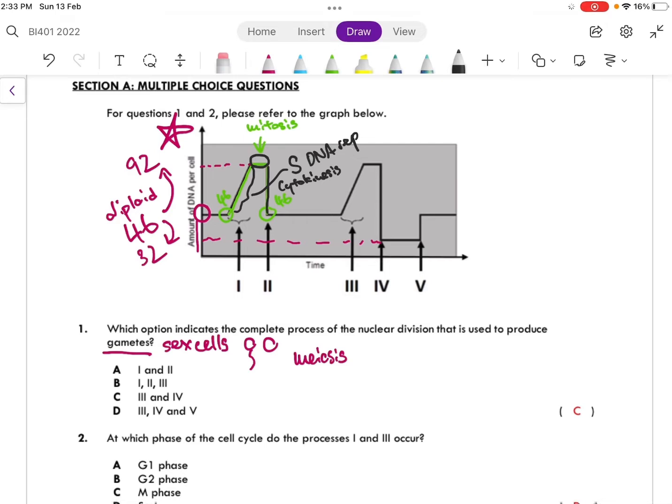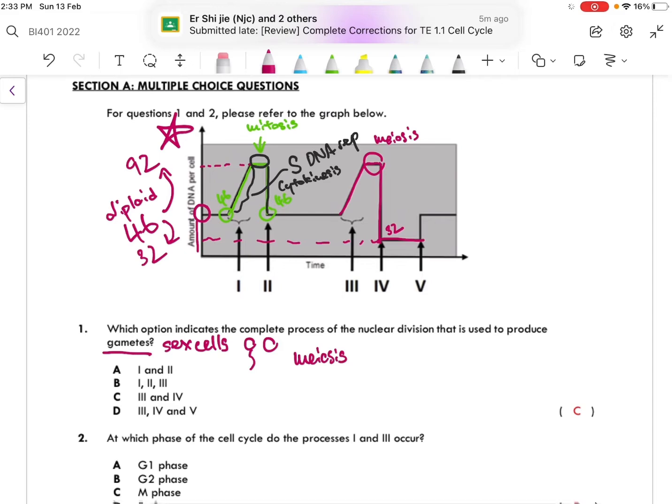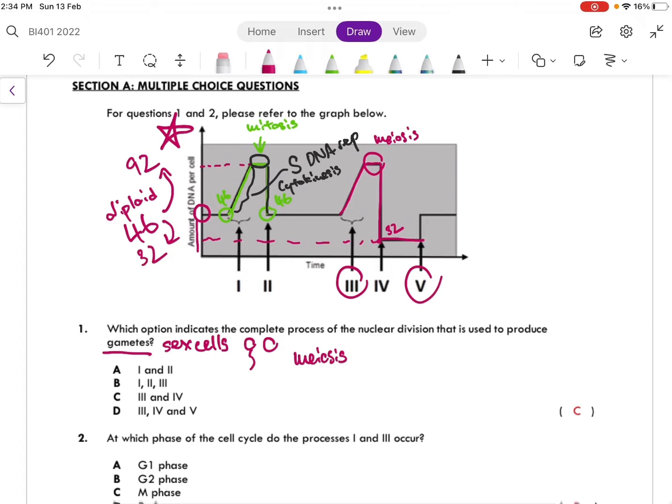So when does meiosis occur? Well, if we look at the second graph on the later part, S phase again, double the amount of DNA, then meiosis occurs. At the end of meiosis, you expect a drop, but this time to half the amount of DNA. That means this segment over here is likely to be meiosis, since it results in half the amount of DNA. Okay, and therefore, the phase we are looking at is between 3 to 5, and therefore the answer is C.